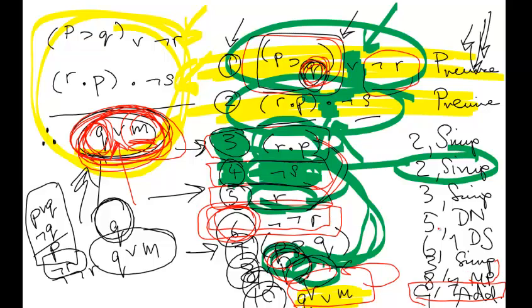Let's go ahead and try cleaning this up a bit. How am I going to do that?